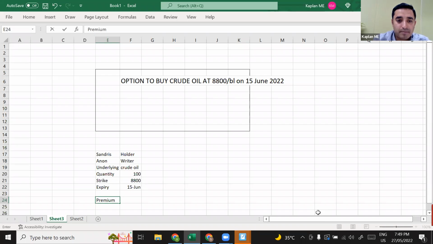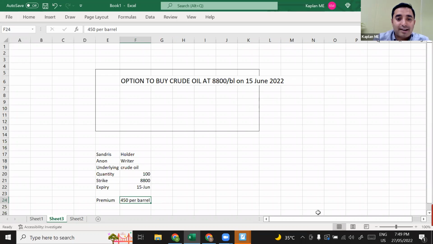And what is the premium? Premium is 450 per barrel. Clear? So if Sanders wants to enter into this option contract, Sanders has to pay 450 rupees multiplied by 100. Clear? To this anonymous person. And Sanders gets an option to buy crude oil at 8,800 on 15th of June.